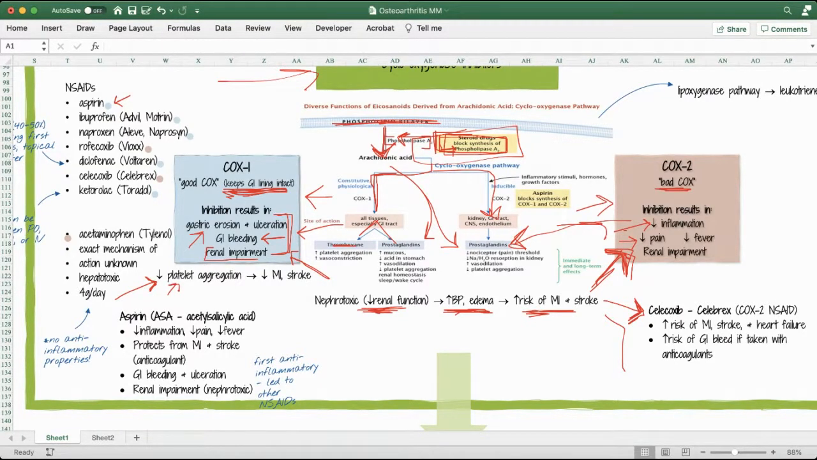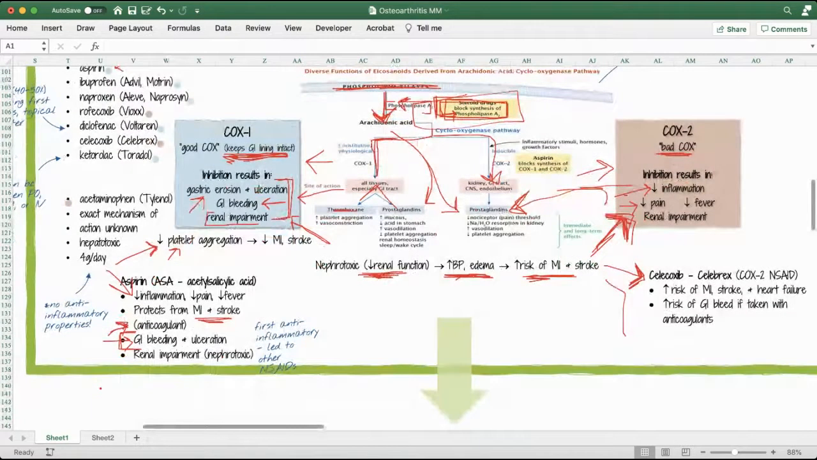It prevents clots from building, and so we know that aspirin has an anticoagulant effect, so it will protect from MI and stroke. The problem is on the flip side, because we're blocking that good COX, we are going to deal with this GI bleeding and ulceration. And so when you mix anticoagulant together with GI bleeding and ulceration, we just have to keep an eye on that.